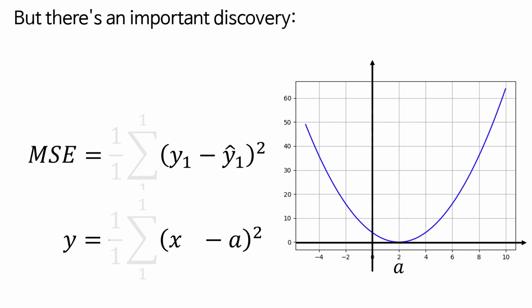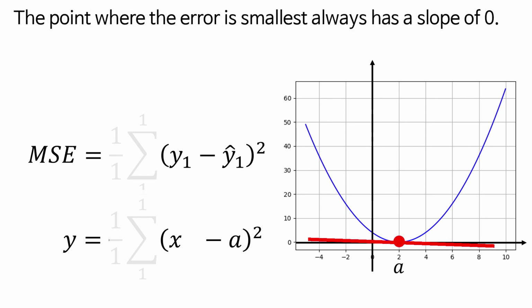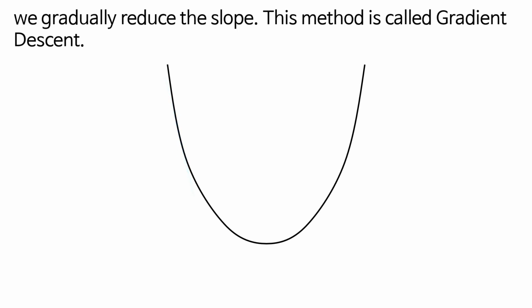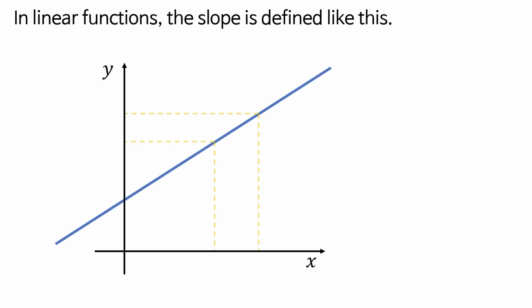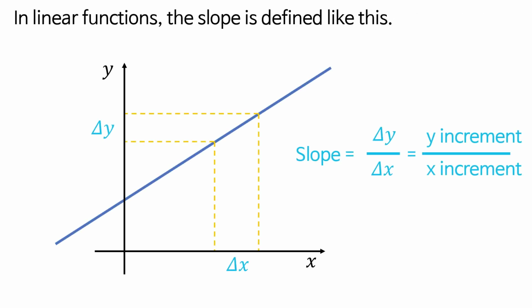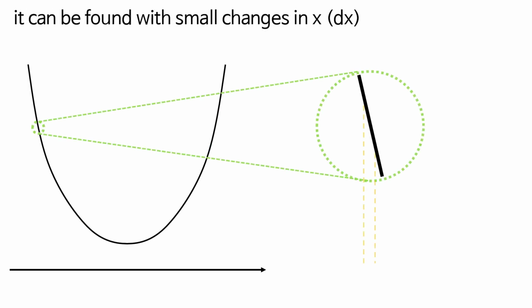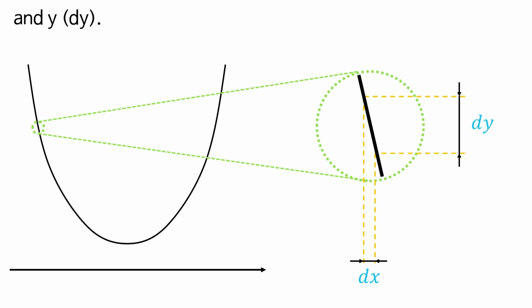But there's an important discovery. The point where the error is smallest always has a slope of 0. So until we find a point where the slope is 0, we gradually reduce the slope. This method is called gradient descent. In linear functions, the slope is defined like this. Similarly, in nonlinear cases, it can be found with small changes in x and y.